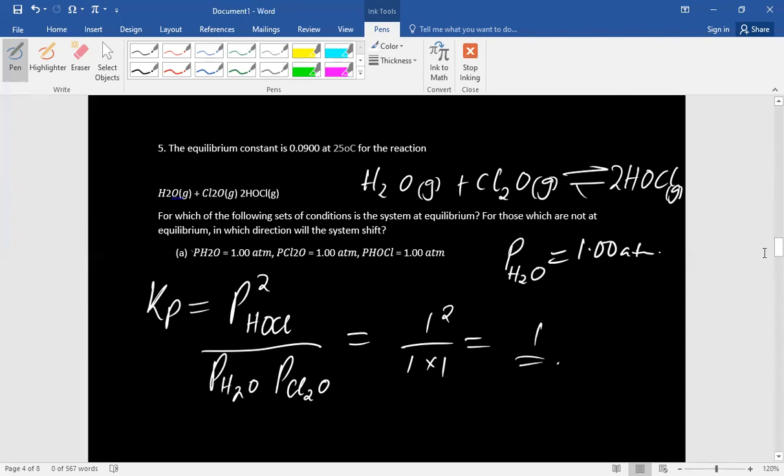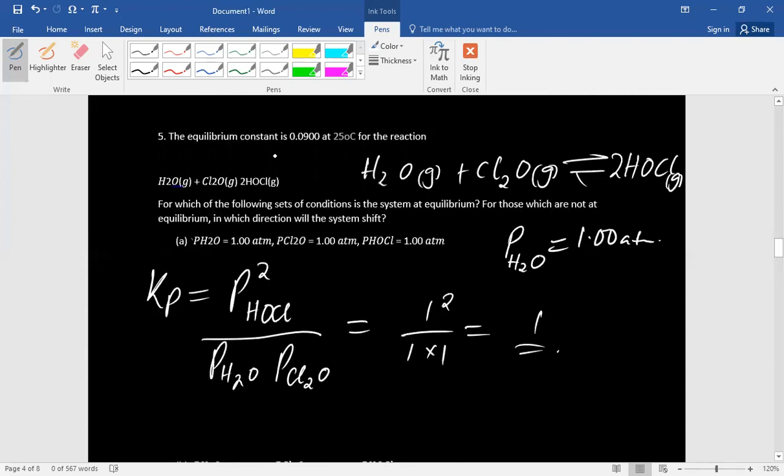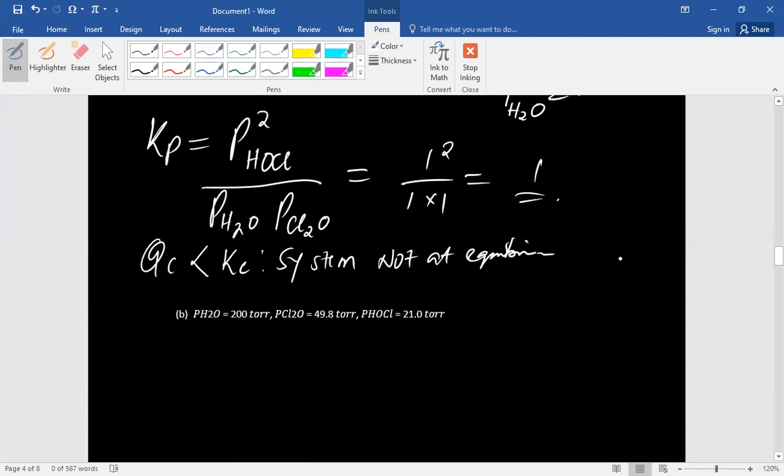Now the question is, is this at equilibrium? If we compare with the Kp at 25 degrees Celsius, it's 0.09, which is different from 1, because 1 is greater than that. So we take that 0.09 as our Kc, and the 1 as our Qc. Since 0.09 is less than 1, Qc is greater than Kc. Since the system is not at equilibrium, we have to tell the direction, how it is going to shift.